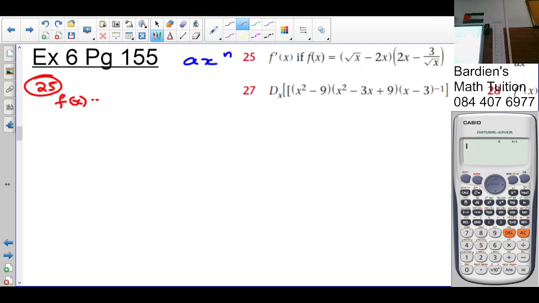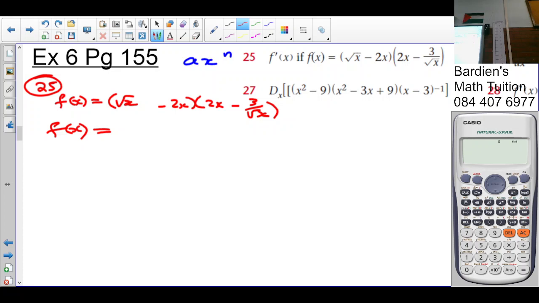Right. F of x equals the root of x minus 2x, times 2x minus 3 over root x. Right. Can we apply the derivative as it stands there? No. With our information we can't. It can actually be done. But when you go to university, you get the chain rule and the power rule and the quotient rule and all of those things. Product rule. Okay.